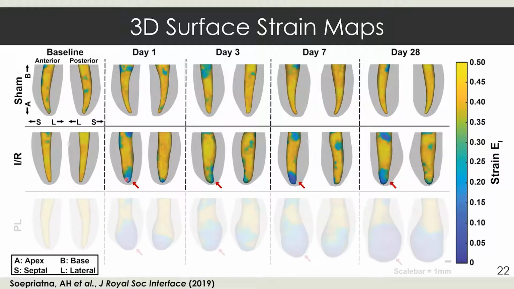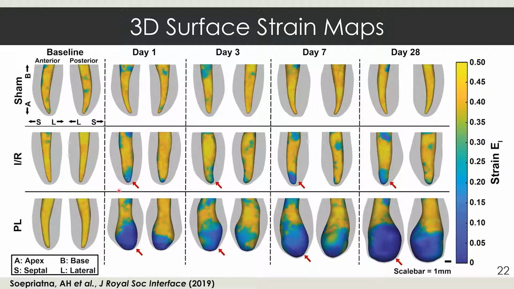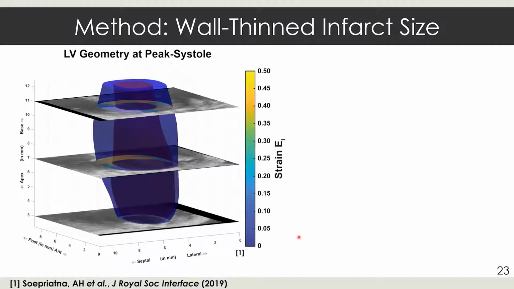But when we begin to look at the permanent ligation group, you can see that regions that exhibited significant wall thinning also had much larger regions of lower strain values, indicating a different remodeling pattern and different severity. And so we did two different ways to quantify infarct size.